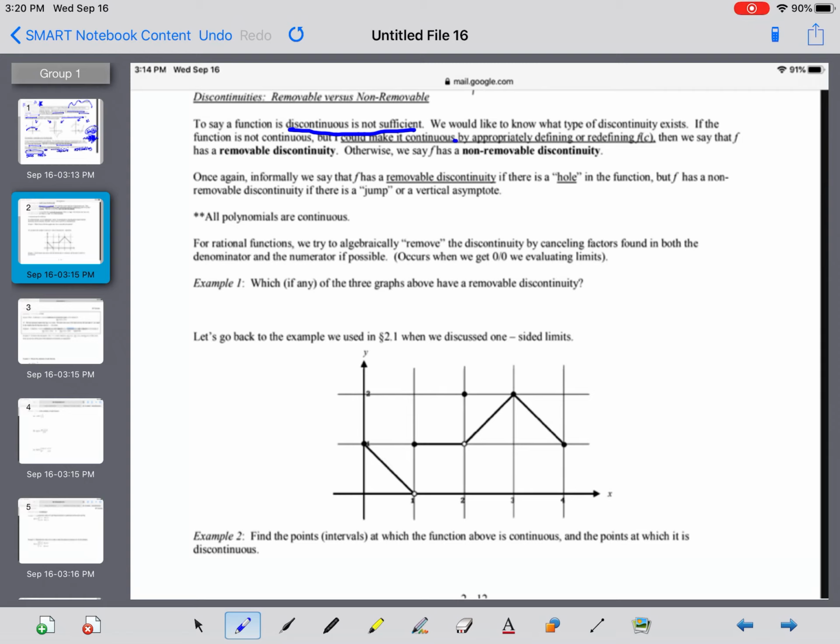We would like to know what type of discontinuity exists, and if the function is not continuous, how could we make it continuous? And we could make it continuous on a removable discontinuity. Otherwise, we say it's a non-removable discontinuity, and it's a pretty severe discontinuity where you have to jump or go off to infinity. Once again, we say removable discontinuity if there's a hole in the graph. Again, all polynomials are continuous.